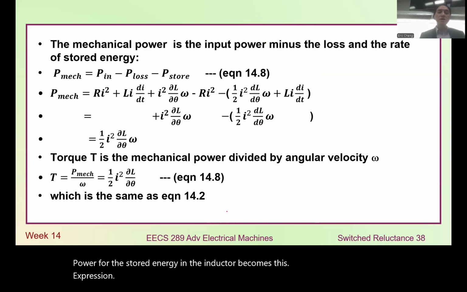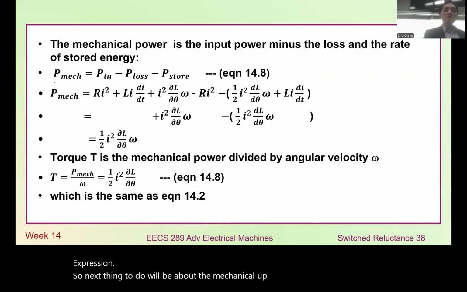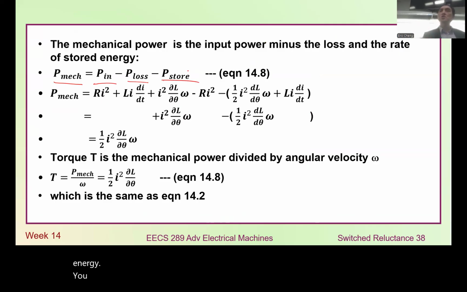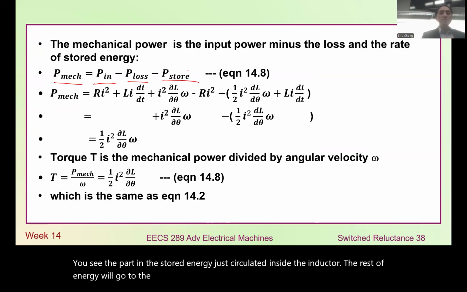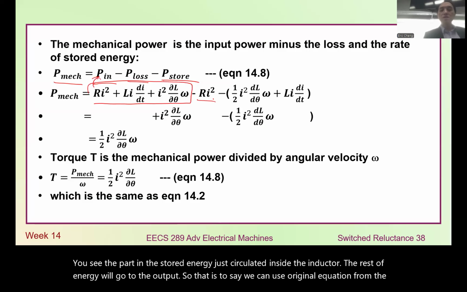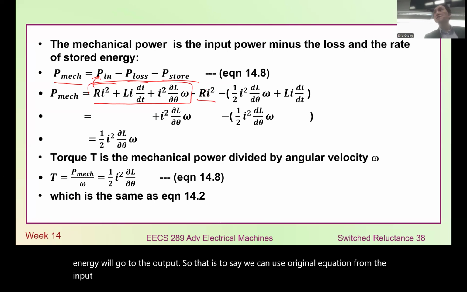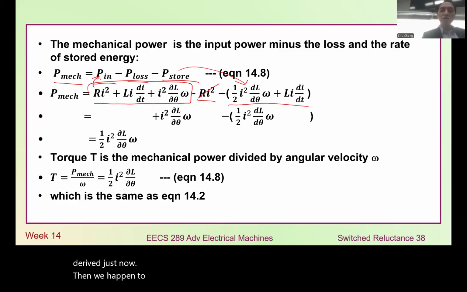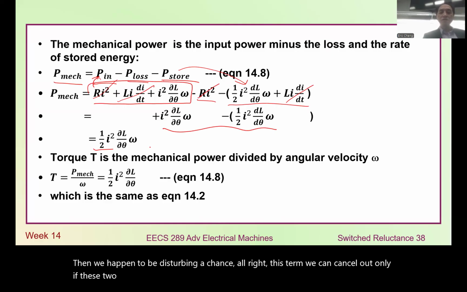So the next thing to do is the mechanical output power. The mechanical power must equal the input power minus the losses minus the power in the stored energy. You see, the power in the stored energy just circulates inside the inductor. The rest of the energy will go to the output. So we can use the original equation from the input, minus the voltage drop due to the resistive winding, and then minus the stored energy, which we derived just now. Then this term we can cancel out, only these two terms remain. And then finally, we get this term.